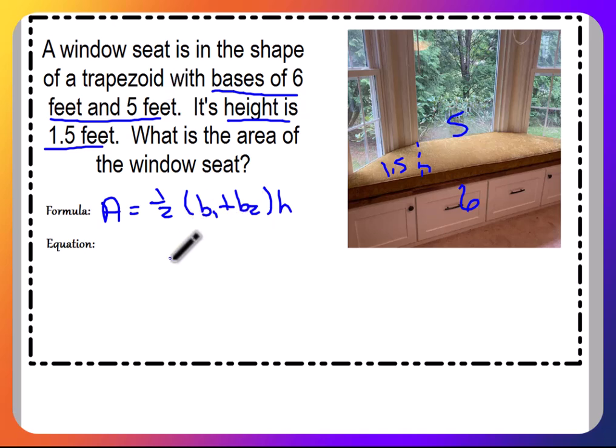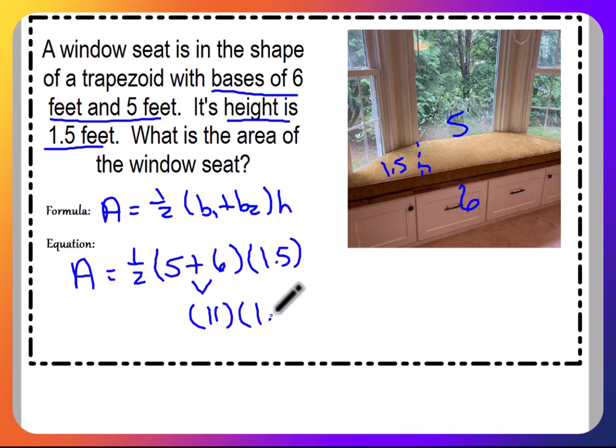Okay, so plug everything into the equation. We don't know the area, the A stays an A, 1/2 times the bases, don't do the math yet, put 5 plus 6 inside the parentheses, and then on the outside the height is 1.5. All right, I'm going to start by doing parentheses. 5 plus 6 is 11, and I'm just taking it one step at a time. Now I need to take 1/2 of something. Okay, take 1/2 of 11. What is half of 11? 5.5. So to find my area, I need to multiply 5.5 times 1.5.